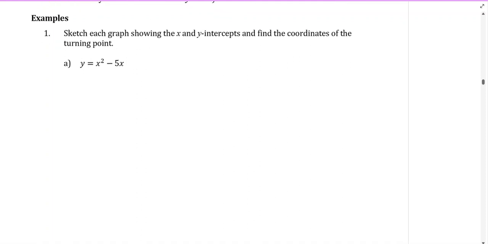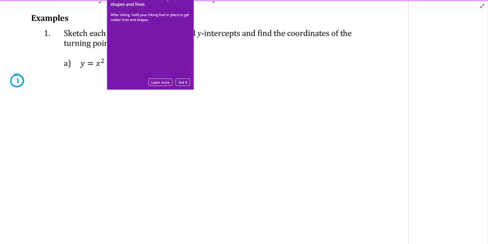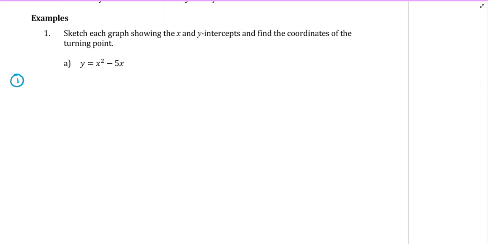So question number 1: sketch each graph showing the x and y intercepts and find the coordinates of the turning point. Okay, so there are all the things that we were just talking about. You don't have to do them in this order, but it's nice to have structure and something to follow for those of you for whom this might be new.